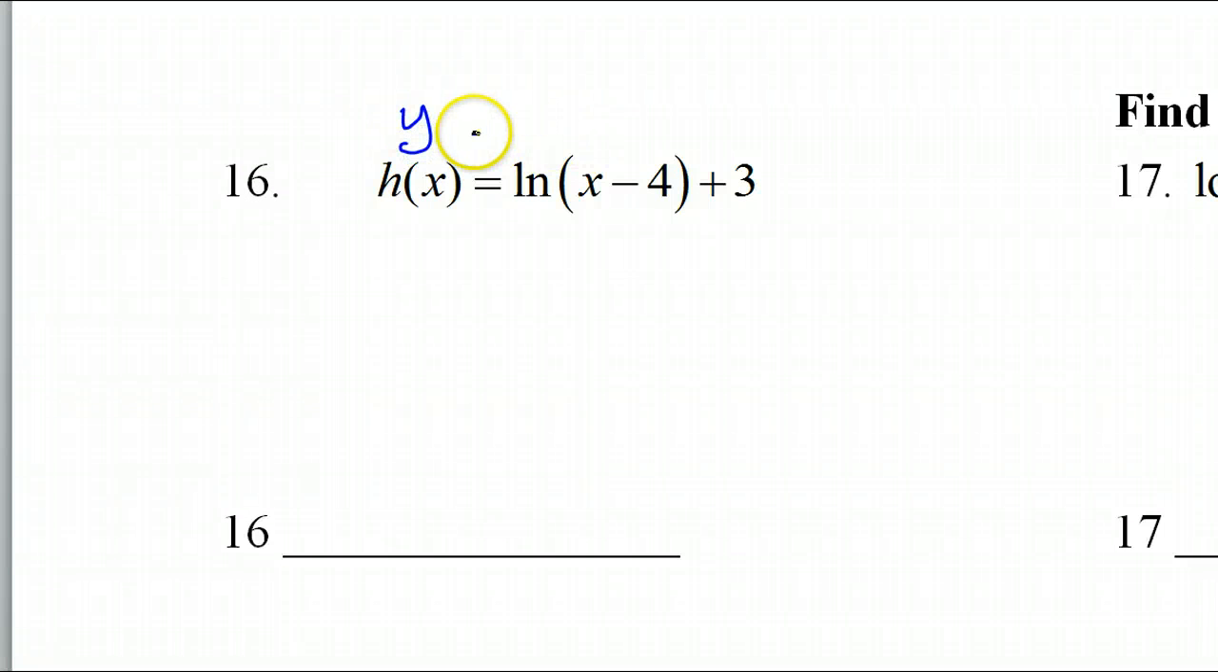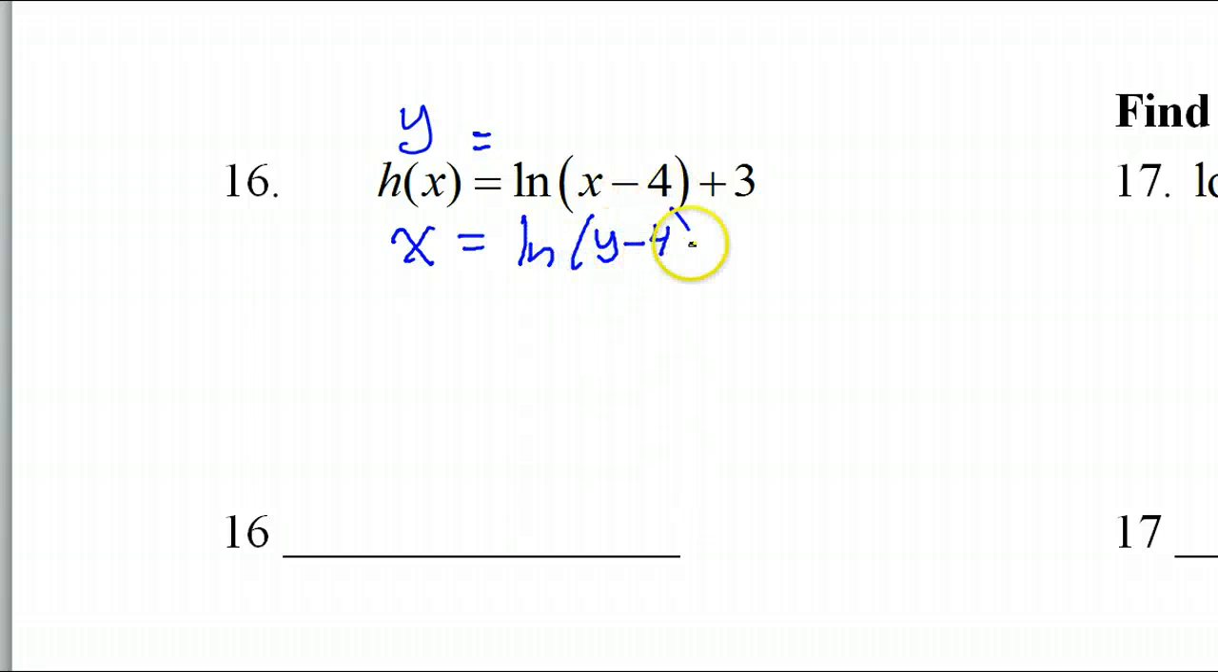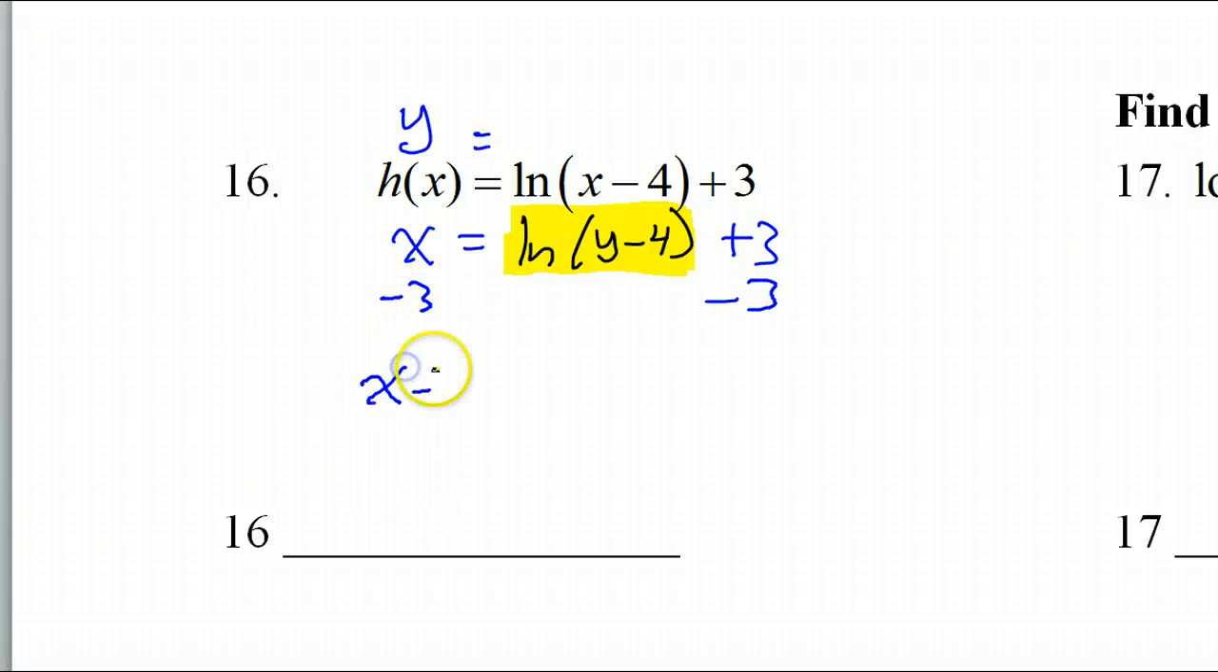Alright, number 16. Again, this is like y equals. So when I switch the x and y, I will get x equals natural log y minus 4 plus 3. This is log form, so ultimately I will be in exponent form. But first, you have to get the log expression by itself. So I need to subtract 3 from both sides. So that'll give me x minus 3 equals natural log y minus 4. Now, please remember that natural log means an invisible base e.